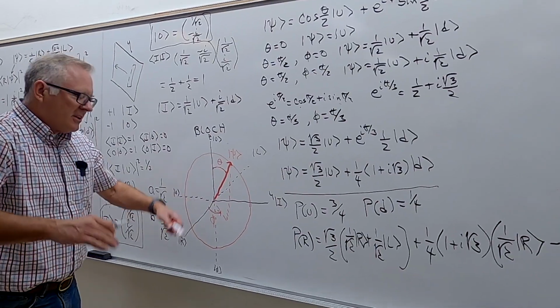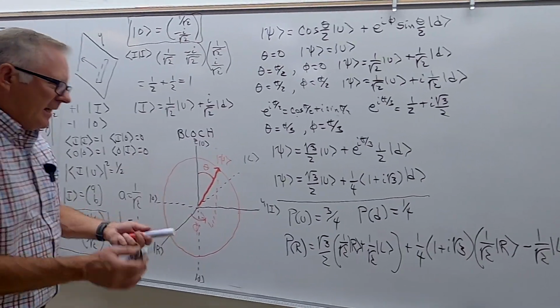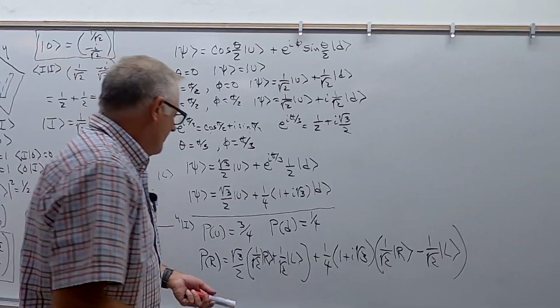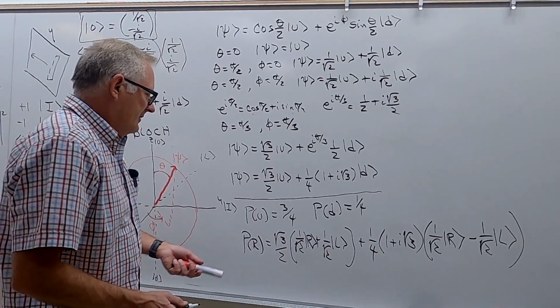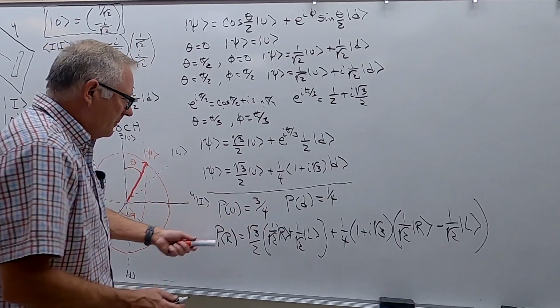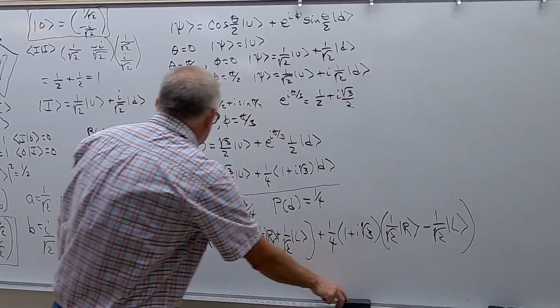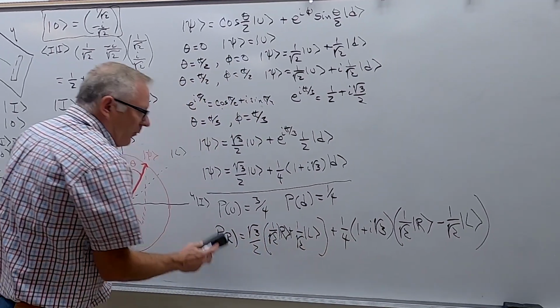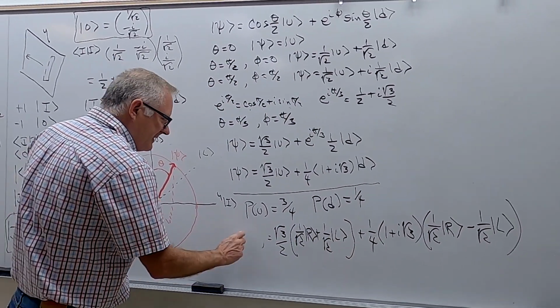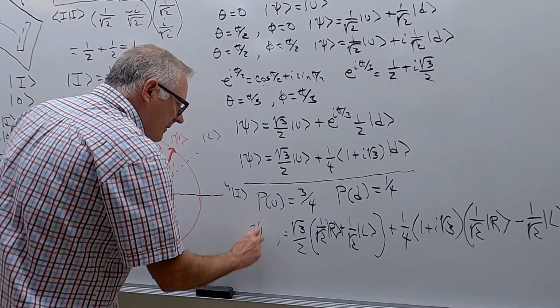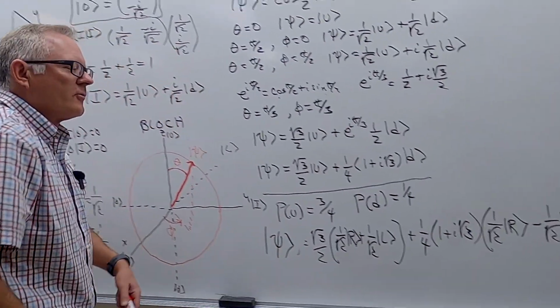Okay, now I guess I'll just combine my rights together and my lefts together. I shouldn't say this is the probability yet. This is still my psi. I shouldn't write it as the probability. What I want to get is the probability of right, but this is still my psi, but I've written it out in terms of rights and lefts.